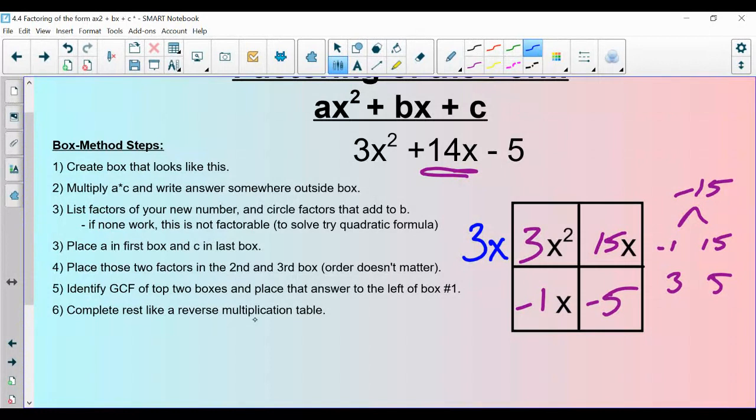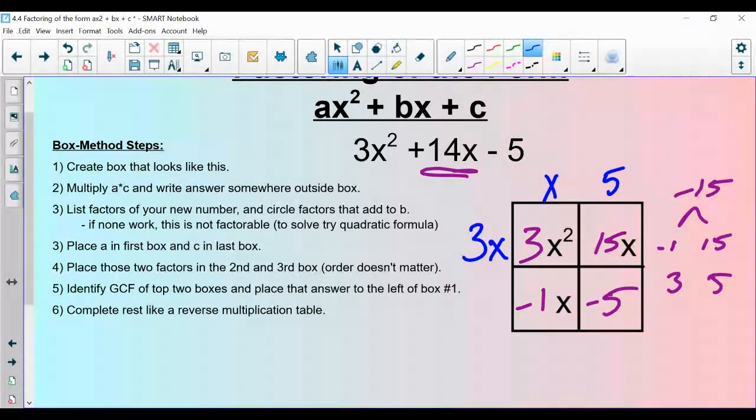And now we complete the rest like a reverse multiplication table. 3x times something is 3x squared. That would just be x or 1x. Either one would be fine. 3x times something is 15x. Hopefully you come up with 5. 5 times 3 is 15. And x times 1, essentially, or there isn't another x here, so it's just the 1.